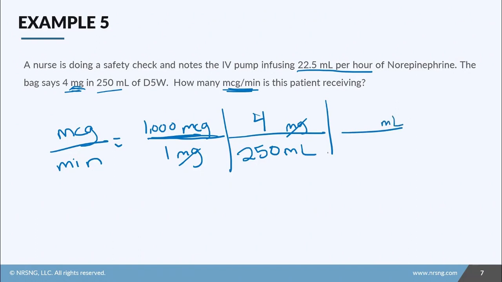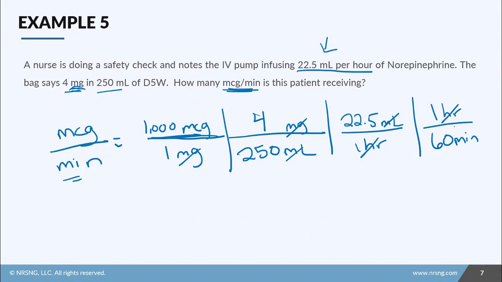Transfer your units up. What else do we know about milliliters? Well, right here, we know that we're going at 22.5 milliliters per hour. Cancel your milliliters. Now are we where we want? Micrograms per hour. Nope. We need to be in minutes. So we do a conversion. 1 hour, 60 minutes. Cancel your hours. Minutes, micrograms, you're exactly where you want to be.